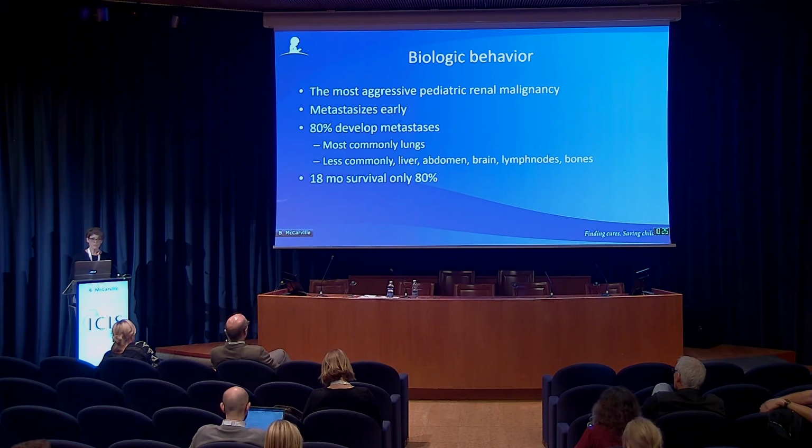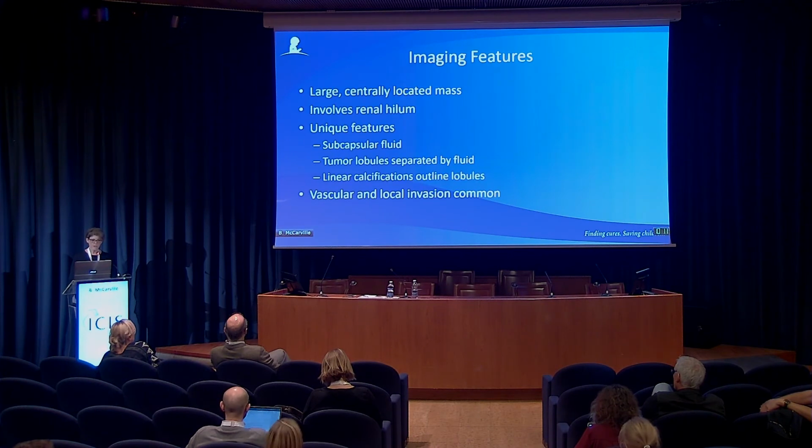These tumors metastasize early, and most patients will ultimately develop metastases, most commonly to the lungs, but also to the liver, to elsewhere in the abdomen, to the brain, to lymph nodes, and to bones. Their survival is very poor. On imaging, they appear as large, centrally located masses, often involving the renal hilum. There are a few unique features in these tumors that sometimes can tip you off to their diagnosis. And these include subcapsular fluid and tumor lobules that are separated by fluid or outlined by linear calcifications.